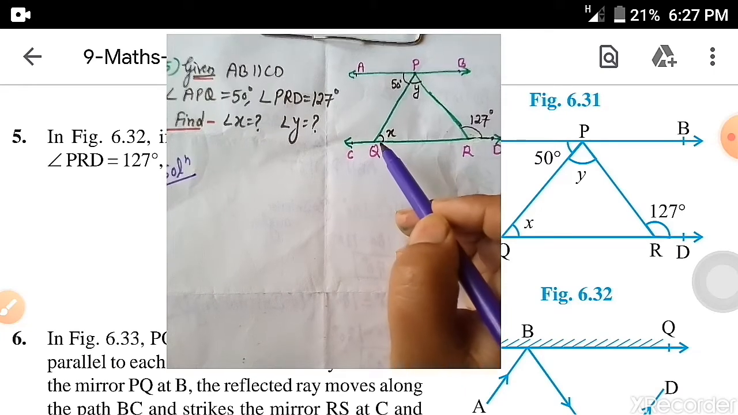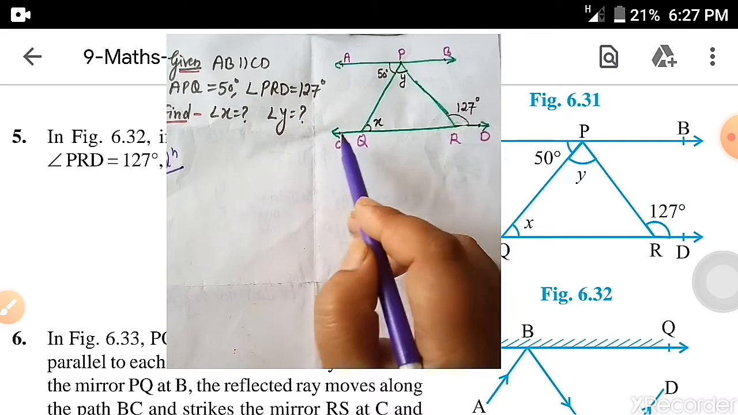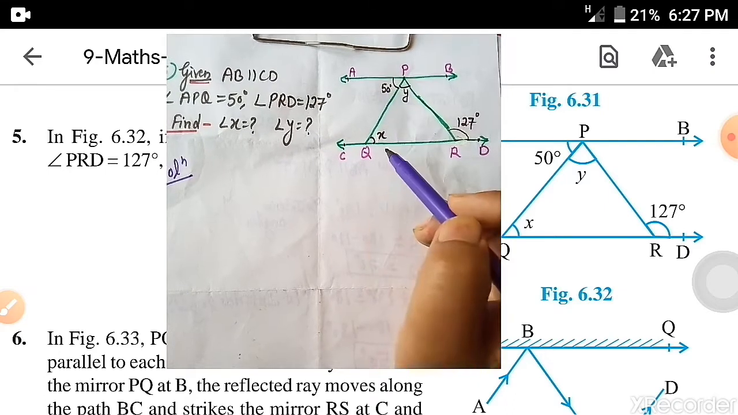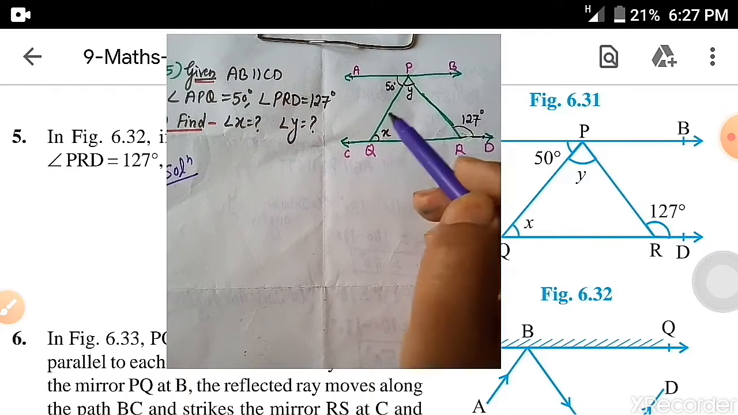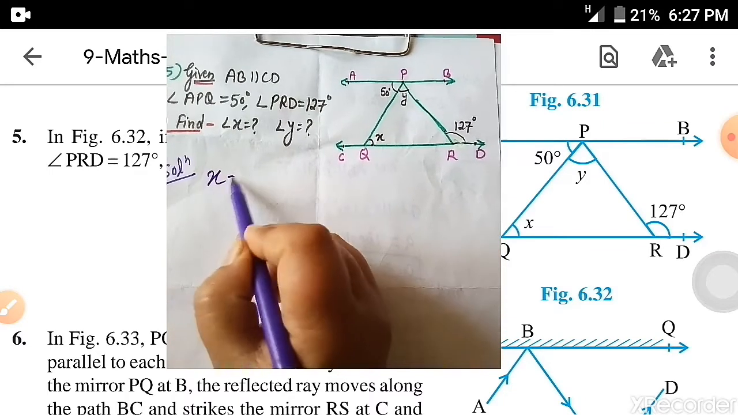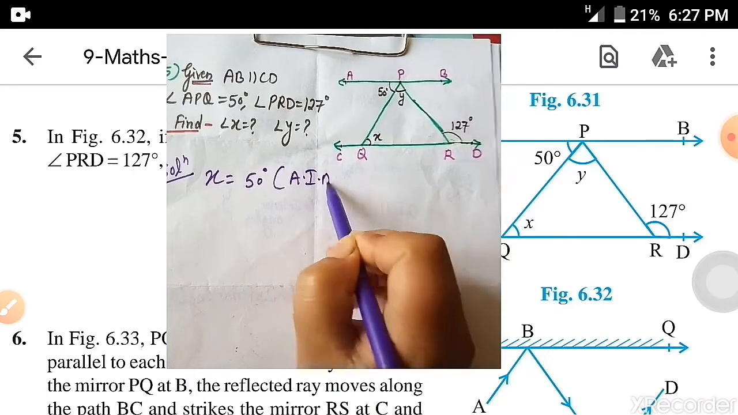You can see that for the value of X, since AB is parallel to CD, angle X equals 50 degrees, because these are alternate interior angles. I explained all the concepts of parallel lines in my previous video also. So we can say that the value of X is equal to 50 degrees because these are alternate interior angles.